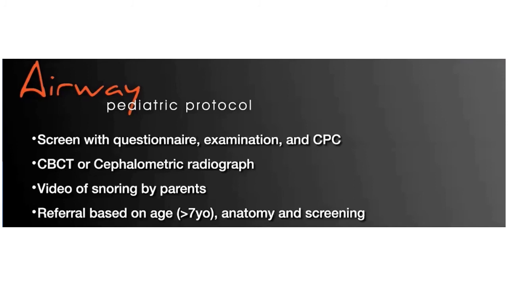I would prefer CBCT, but some kids that move around too much, you're not going to get it. You're going to get a CEPH. So this is a 5-year-old. My sort of cutoff is 7. I think by the time they're 7, they ought to be able to sit still long enough to actually make a CBCT. And the last thing I want is a video of any of the activity they have done by the parent. Snoring, moving, grinding, whatever it is. Give me a video of it, and I'll show you in a moment why we use that.